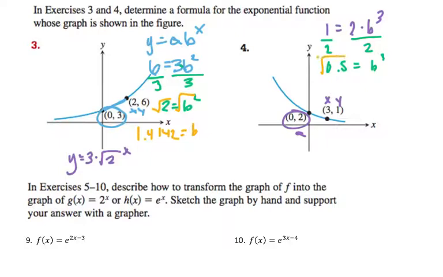And then take the third root this time, instead of the square root of 0.5. So the third root is under the math key of 0.5. So it looks like our b value is going to be 0.7937. And then our ending equation then is going to be y equals 2 for the original value, and then times 0.7937 to the x.